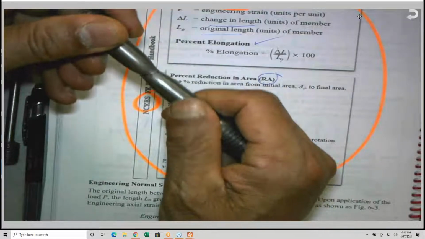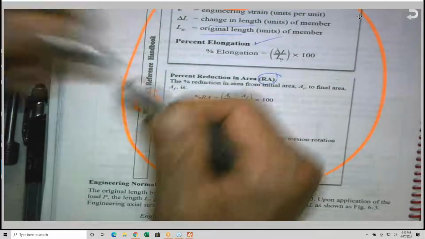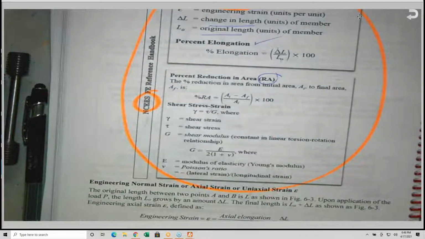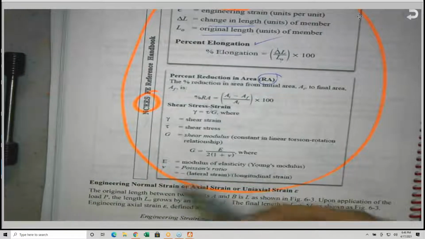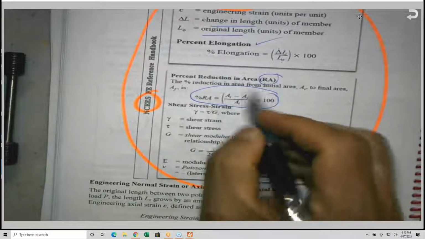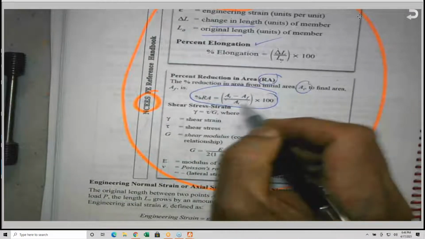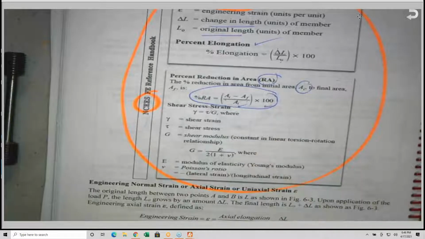failed. We determine the final diameter, and from the final diameter we can get the final cross-sectional area, and we are using this equation here to get the percent reduction in area, where A sub I is the initial area, and A sub F is the final area, divided by the initial, times 100.